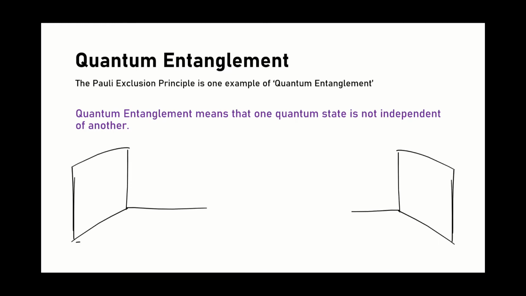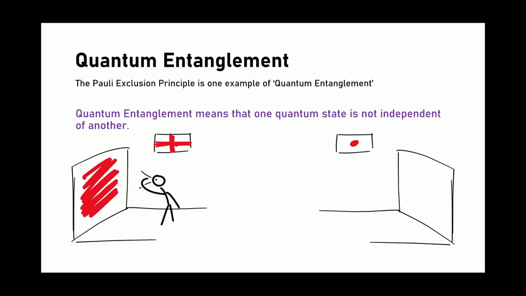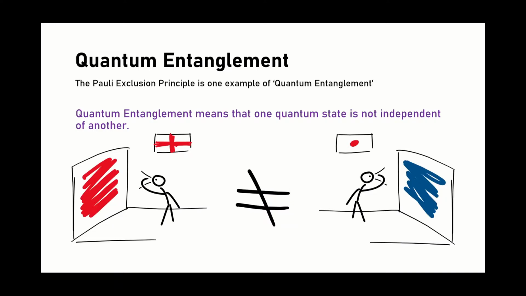So if we have two campuses of quantum paint, one in England and one in Japan, if you have red in England, then since this quantum paint abides by the Pauli exclusion principle, it cannot be the same quantum state. So you might have blue in Japan or green, but you will not have red. These quantum states will never equal each other. So therefore, we can say that the quantum states are not independent of one another, and therefore this abides by quantum entanglement.